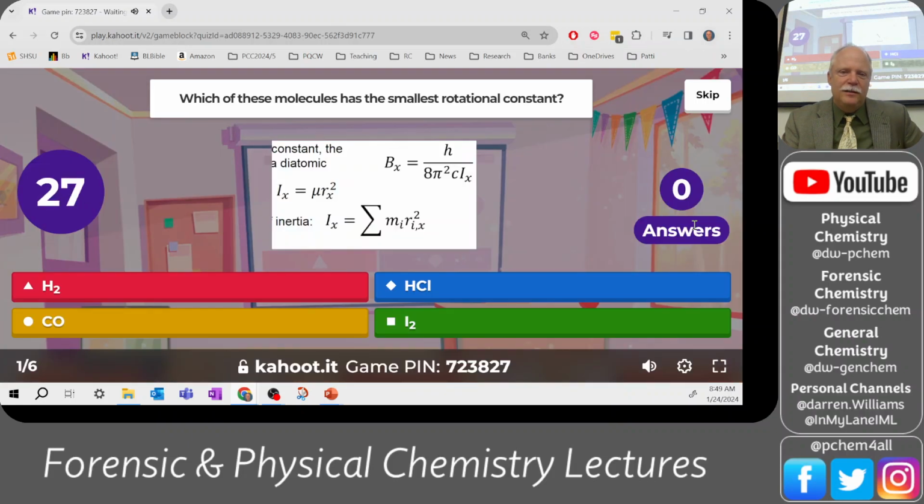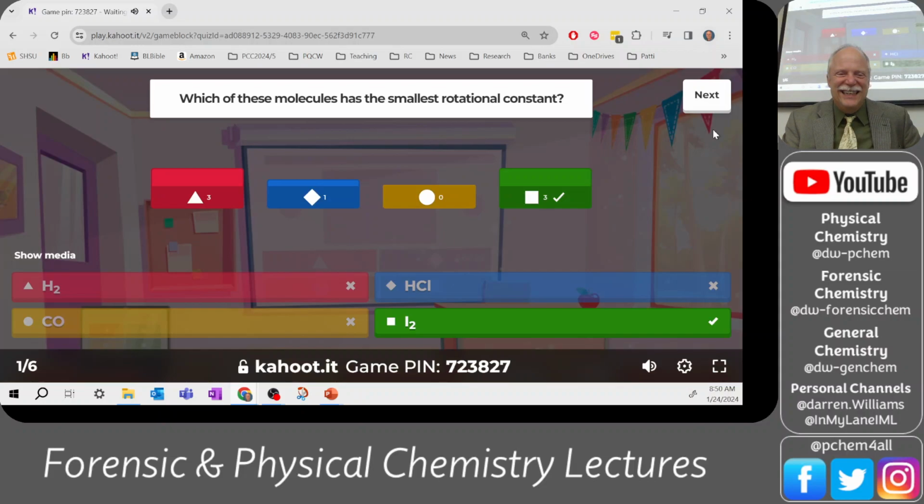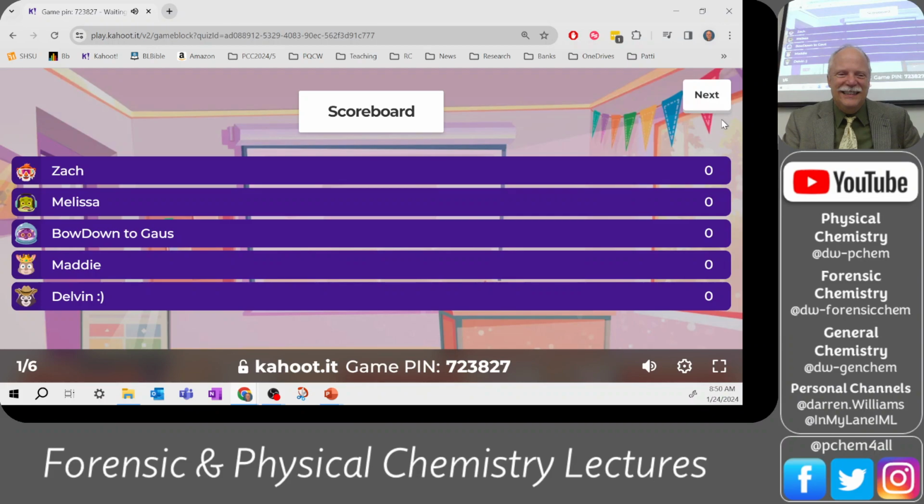All right, which of these molecules has the smallest rotational constant? You either go big or go small. You gotta figure out which is which. Now the equations are up here. Here's B, here's I. I has the mass. Yeah, that's split. Okay, that's good.